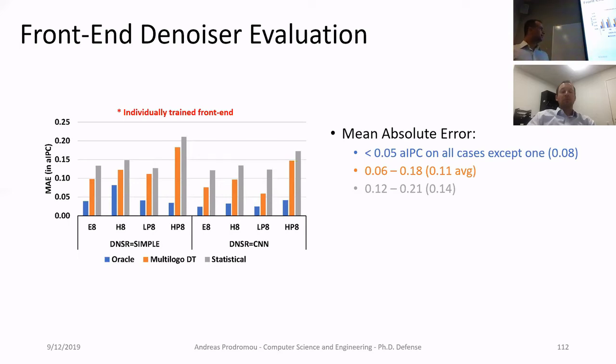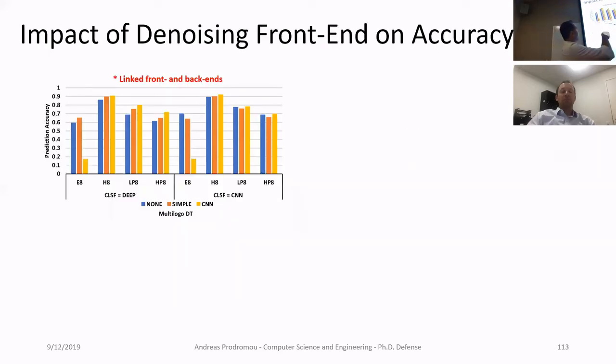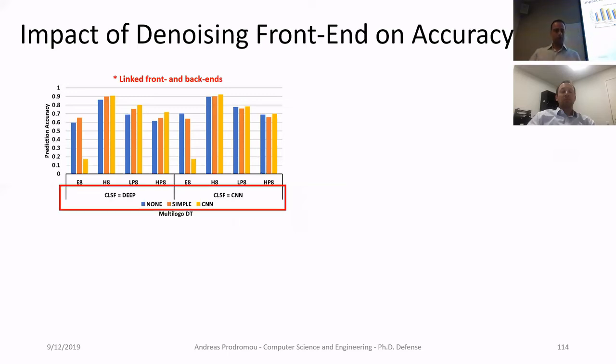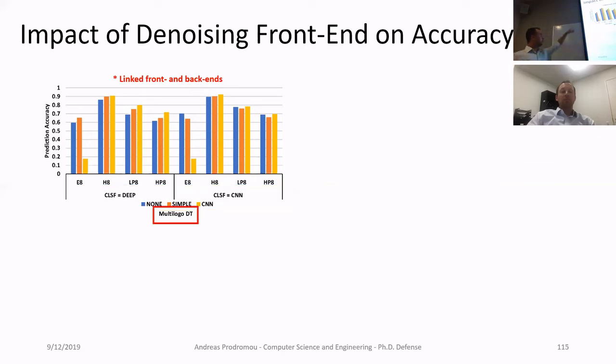So let's see what happens when we put the 2 together. So we have front and back ends linked. We train them as a single classifier. On the x-axis, we have the 2 classified architectures, and we have 1 bar for each front end architecture. We also have none. That's a case with just a classifier. Again, we measure prediction accuracy on the y-axis, and these results are just for the multi-logo dataset.